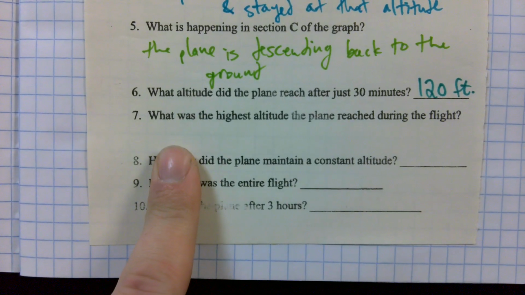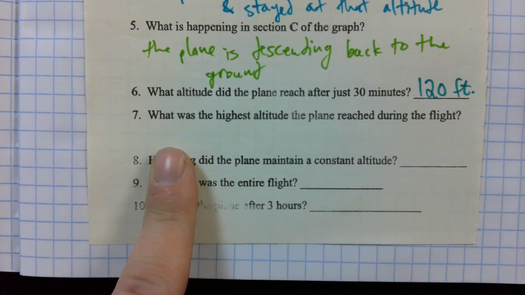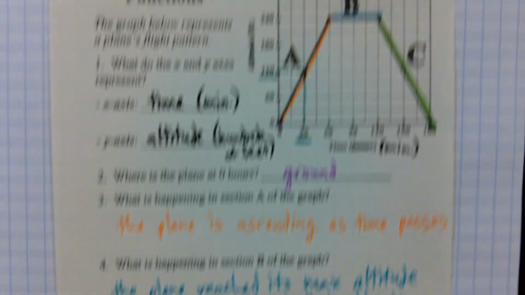What was the highest altitude the plane reached during the flight? Who could tell me? Yeah, Ava. 240 feet. Where did you find 240 feet?